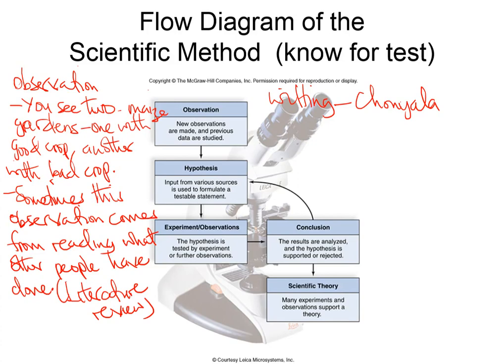If we come back to this example, where you see two maize gardens, one garden has good crop, and the other garden has bad crop. That is your observation. Then, based on that observation, you make a hypothesis. So your hypothesis is, I see these are different gardens.